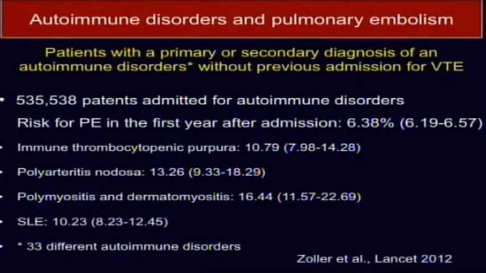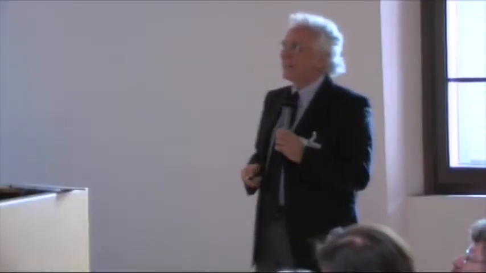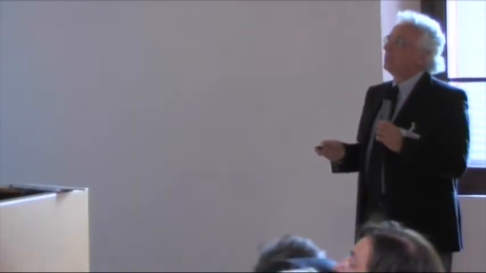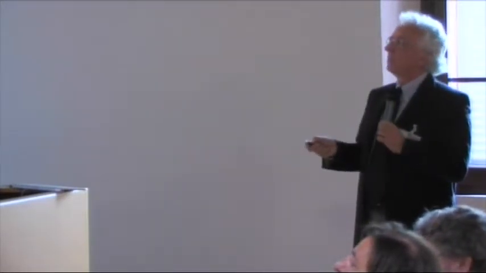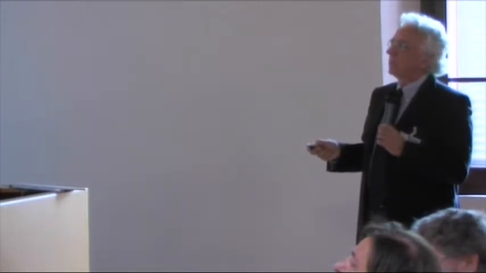Well, these are data for infection, but let's discuss very quickly, just one slide, about the autoimmune disorder. These are patients with a primary or secondary diagnosis of autoimmune disorder. We are talking about 33 different diseases. And the authors were brave enough to collect information about almost 500,000 patients with this condition. It's an incredible amount of patients. But the risk for PE in the first year after admission for such a condition was 6.38%. And you see the 95% confidence interval.